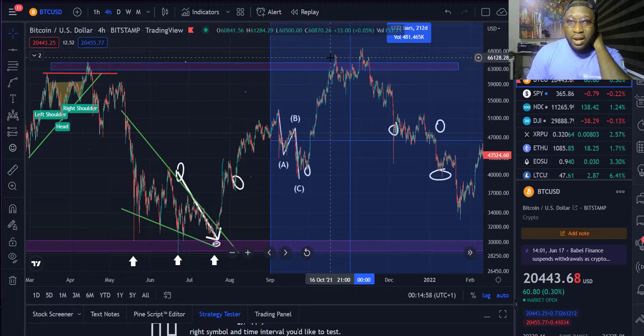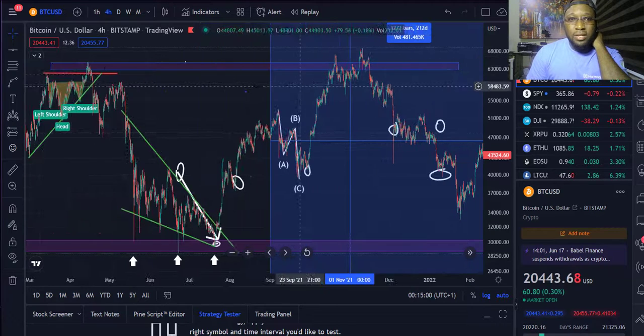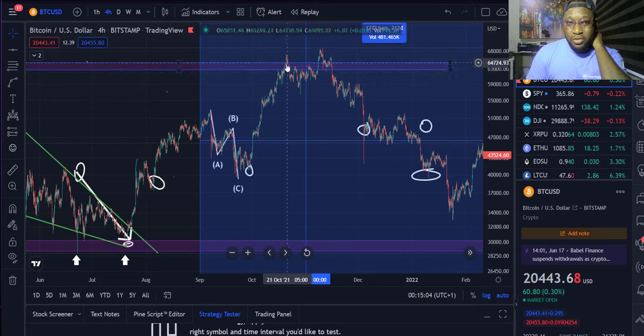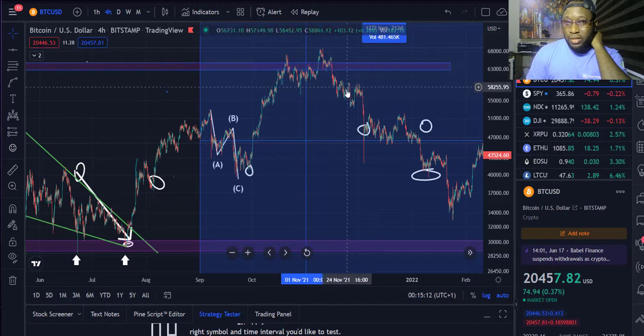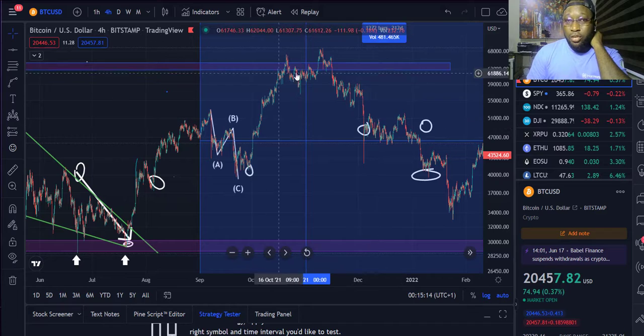So this was the first all-time high. This got broken. It was supposed to do a double top here, right? It got broken, got rejected, danced a bit, got broken, got rejected. And before you know it, it started going downward. This is a double top, more like a relative double top.